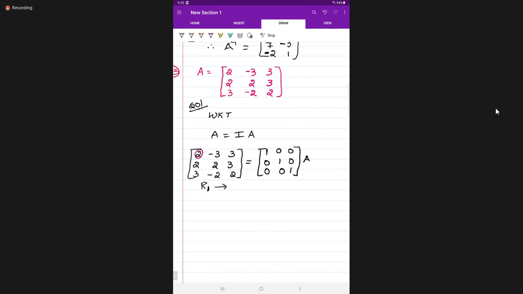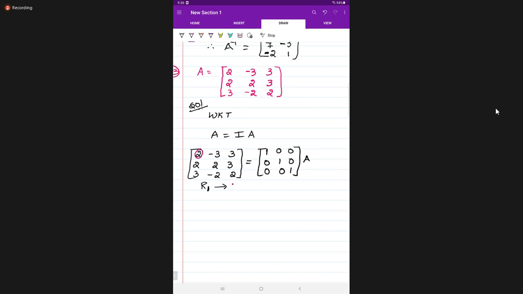Tell me, students. R1 implies R1 minus 2. R2 minus 1. If you do R1 minus R2, that means 2 minus 2, you will get 0, right?